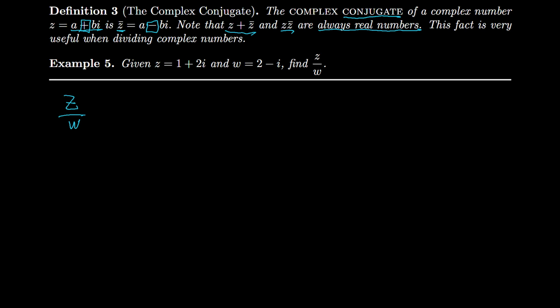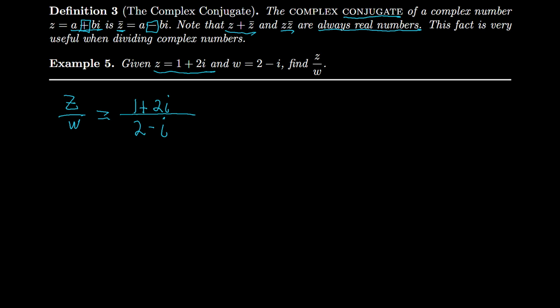We use z a lot. As a matter of fact, you're used to x being used for real numbers. Z is the variable used for complex numbers. So this is a complex number divided by another complex number. What was z? Look back up here. Z was 1 plus 2i, so that goes on top. Okay. And w is 2 minus i.